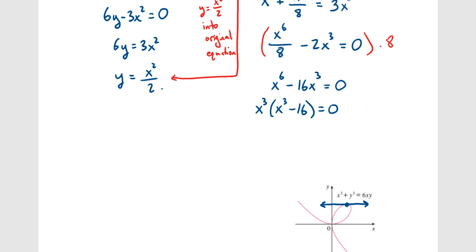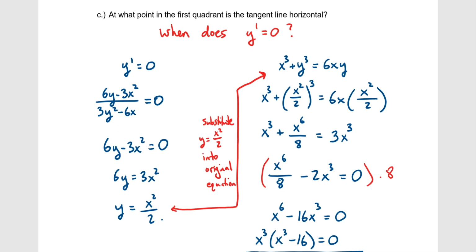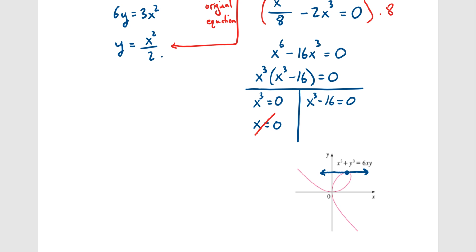And we get two things here, right? x cubed equals 0 and x cubed minus 16 equals 0. So the first one obviously gives us x equals 0, but this one we can omit because 0 is not in the first quadrant, which is what the question is asking. It says first quadrant, so x equals 0 is not in the first quadrant. It's right on the line. So we omit it. I'm going to put not in quadrant 1. And let's solve the one on the right. The one on the right, we get x cubed equals 16.